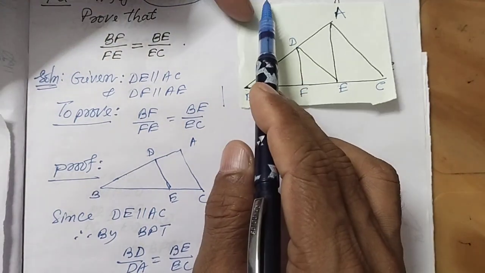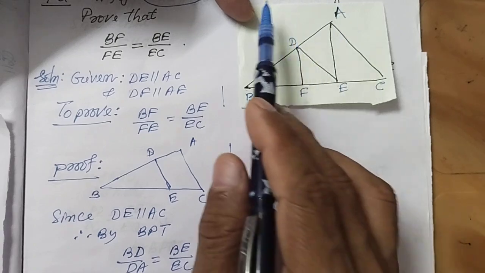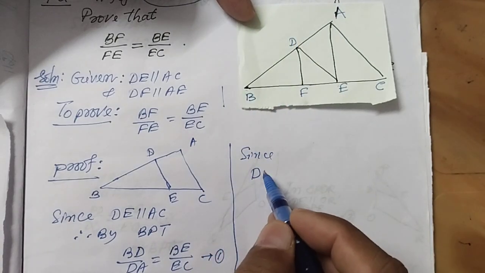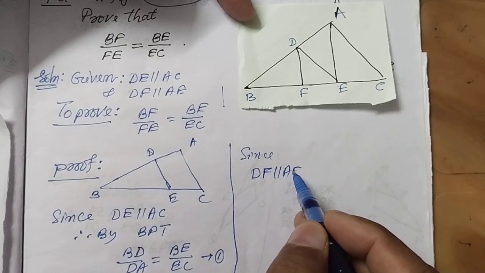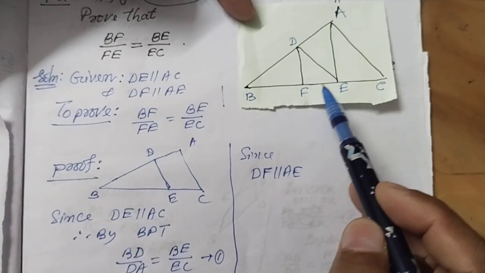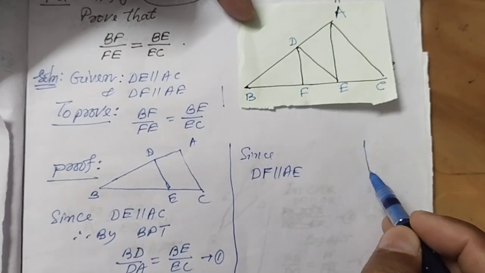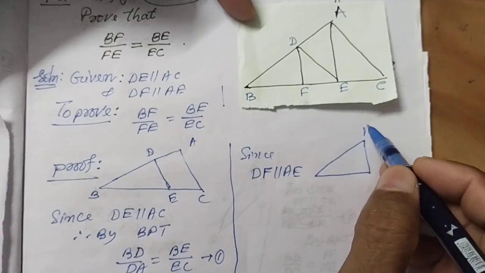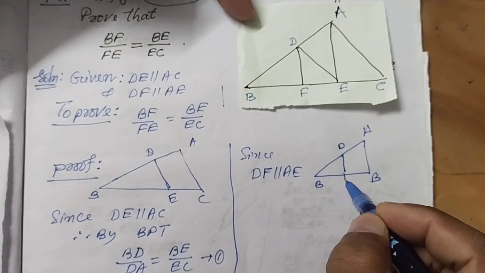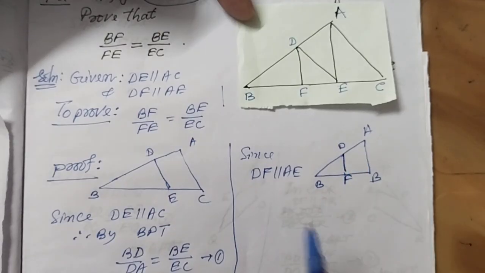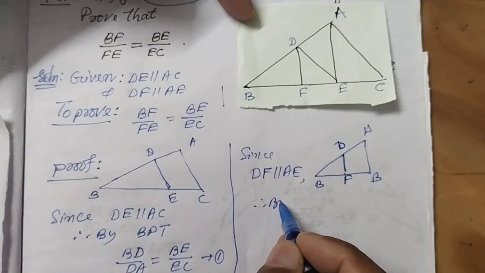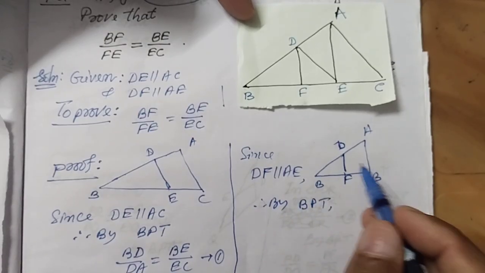Now the other part is, DF parallel AE. So which triangle do you have to consider here? Second condition, since DF parallel AE, which part do you have to take? You see DF and AE. So I'll take triangle AEB, in which DF is parallel to AE. So since DF parallel AE, again by BPT, what will you get?